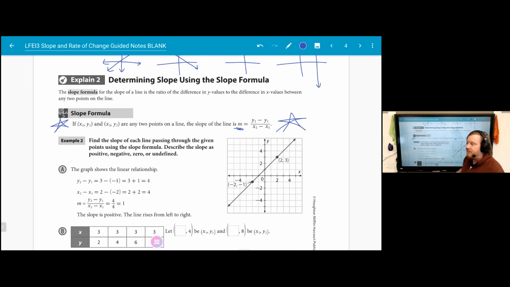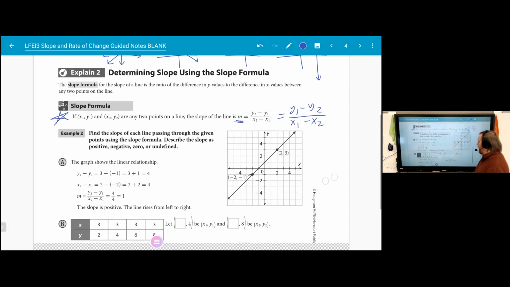It's okay to have y1 minus y2 as long as you have x1 minus x2. That's okay as well. You just cannot have y2 minus y1 divided by x1 minus x2. That just can't happen, right? Keep them consistent. If you want the ones first, that's fine. Keep them both 1 in x and y. If you want the 2 first, do the same thing.